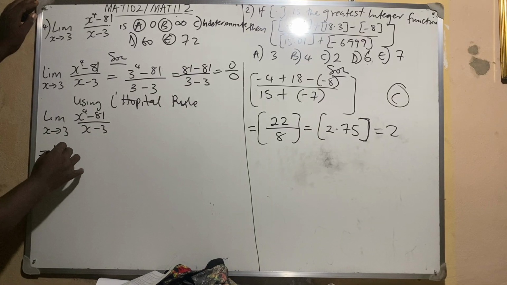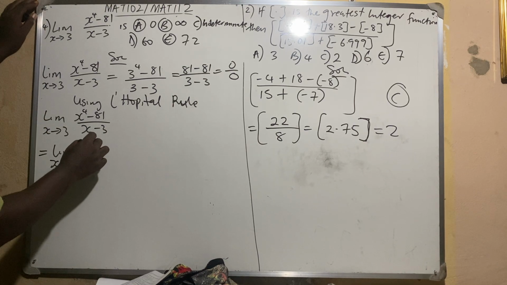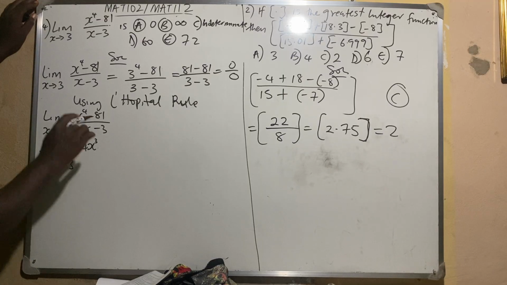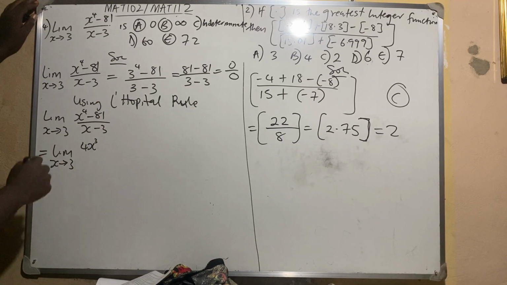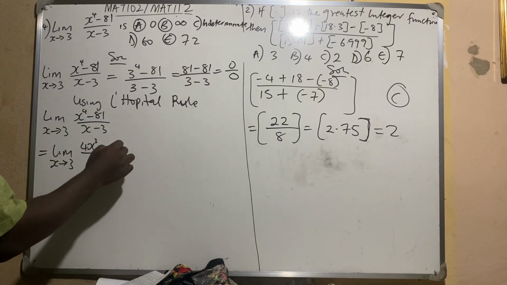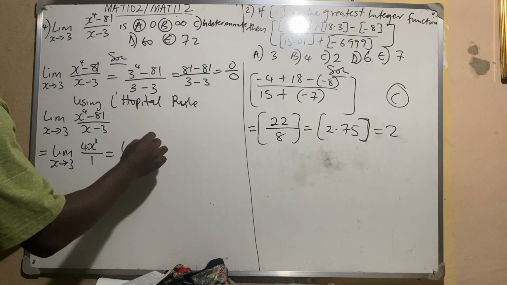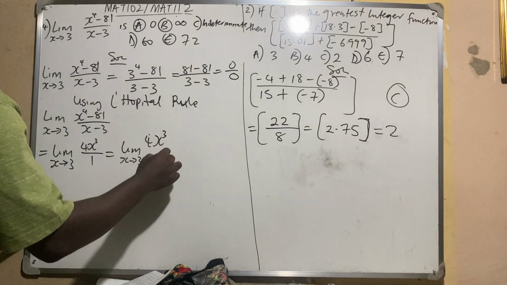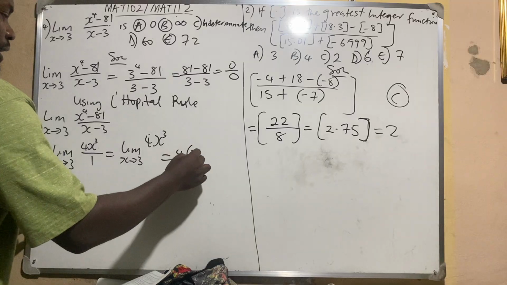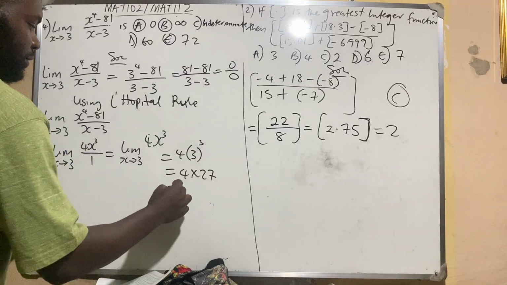If we differentiate, we are going to have the lim as x approaches 3 of differentiation of x raised to the power 4 is 4 x raised to the power 3. Then differentiation of a constant is 0. So that one is gone. All over, the differentiation of this is 1. So I am left with just the lim as x approaches 3 of 4 x raised to the power 3. So you can now substitute, which is 4 in bracket of 3 raised to the power 3, which is 4 times 27.